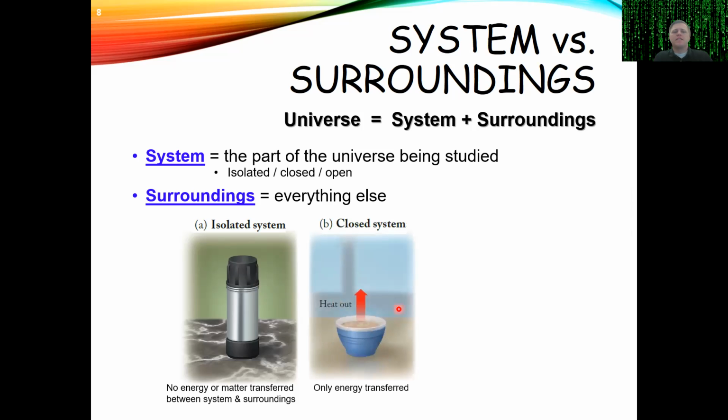The next type of system is the closed system. So this would be like soup in a bowl with a lid on it. With that lid, you're preventing any of the soup from evaporating. So no matter can escape, but the heat can escape pretty easily. So in a closed system, you have a set amount of matter, but your energy can go up or down.